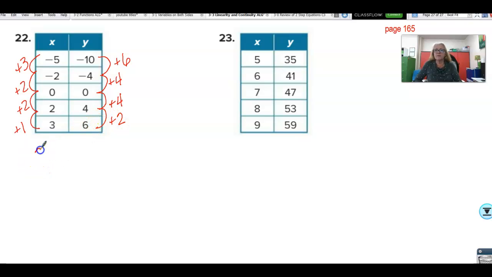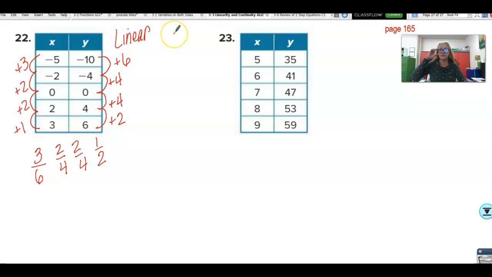So what you have to do is turn these into ratios. 3 to 6 ratio, a 2 to 4 ratio, a 2 to 4 ratio, and a 1 to 2 ratio. If these are all equal, this has a constant rate of change. The reason it doesn't look constant is because they're jumping around over here. If this had been -5, -4, -3, -2, this would have been the same each time, because each time it increases by 1, this increases by 2. And that is the case for all of these. It's just that these were jumping around. So this one is also linear, even though originally it didn't quite look like it was going to be.